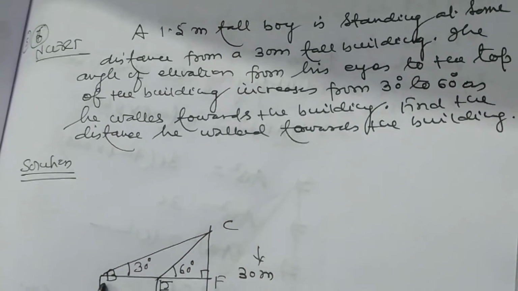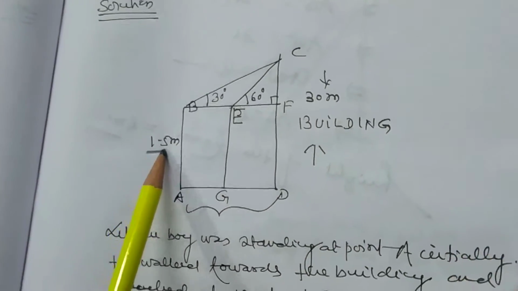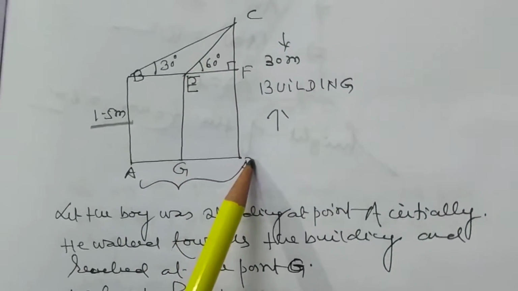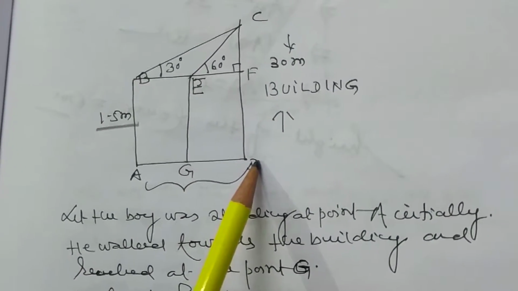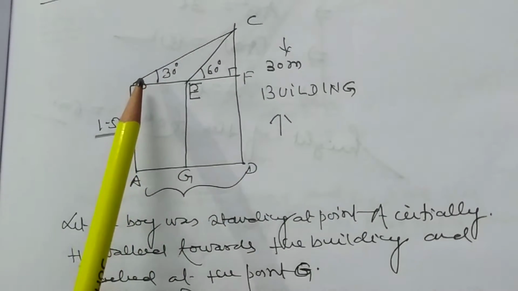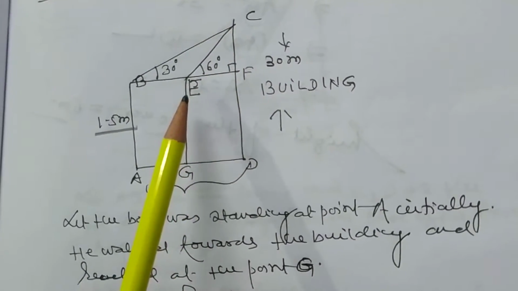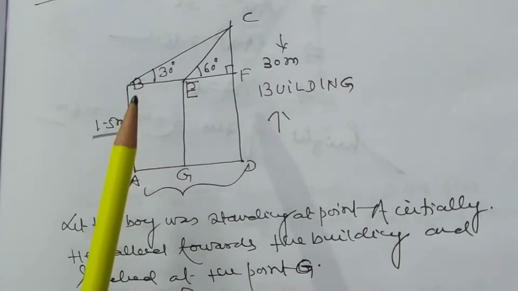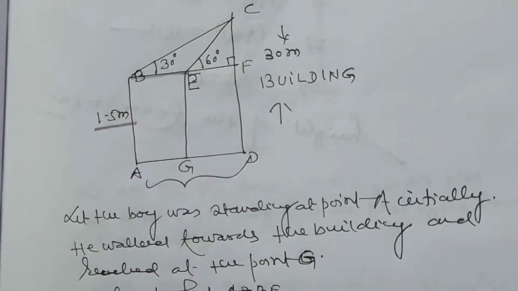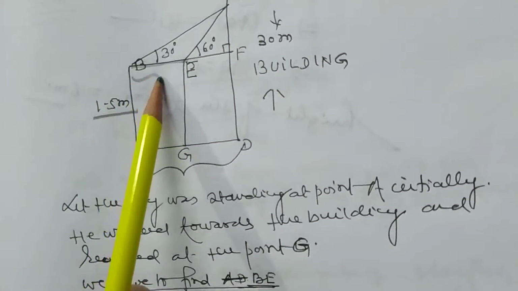My dear student, this AB is the boy, whose height is 1.5 meter, and CD is the building of height 30 meter. Now at the point B, the angle of elevation of the top of the building is 30 degree, and after walking the distance, the angle of elevation is 60 degree. Now we have to find BE.